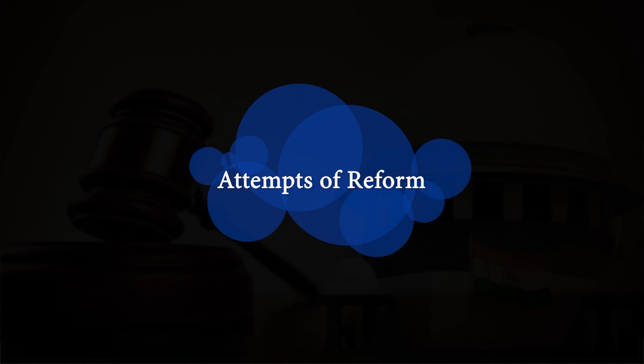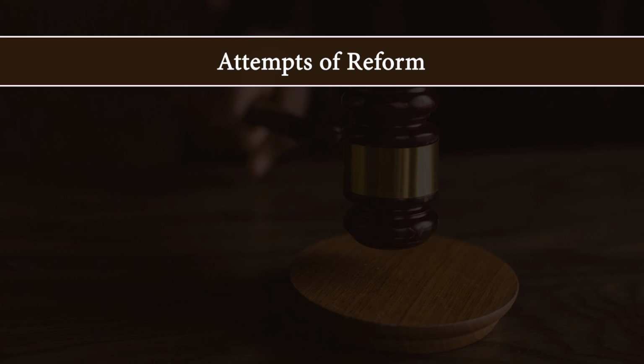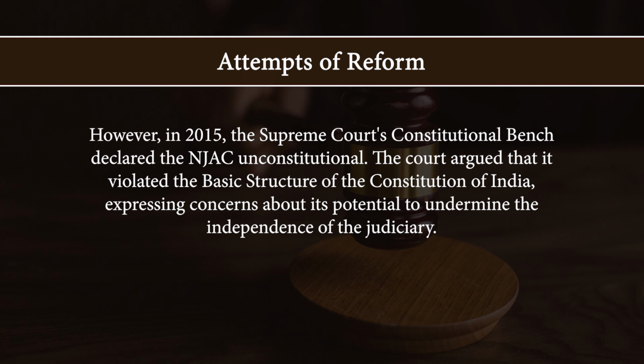Well, have there been any attempts to reform the situation and the provision? Yes, attempts of reform have been made. In the year 2014, an attempt was made to replace the collegium with the National Judicial Appointments Commission, commonly known as the NJAC. Through the 99th Constitutional Amendment Act 2014, the NJAC aimed to bring greater transparency to the appointment of High Court and Supreme Court judges, including Chief Justices, by having a commission composed of members from the judiciary, legislature and civil society to oversee the selection process. However, in 2015, the Supreme Court's constitutional bench declared the NJAC unconstitutional.